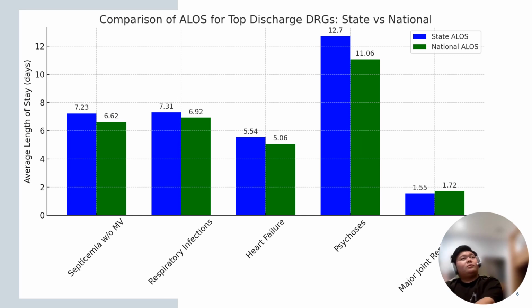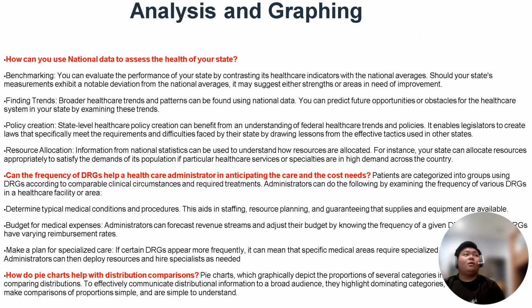And here's the graph for it. Analysis and graphing. How can you use national data to assess the health of your state?